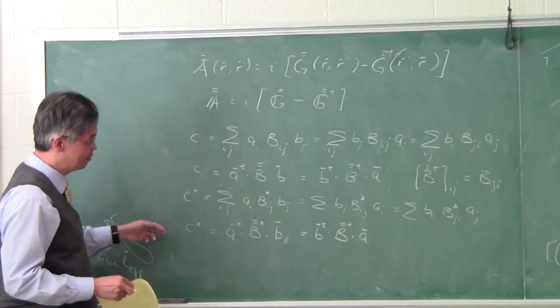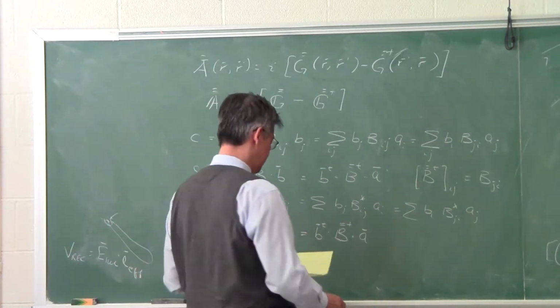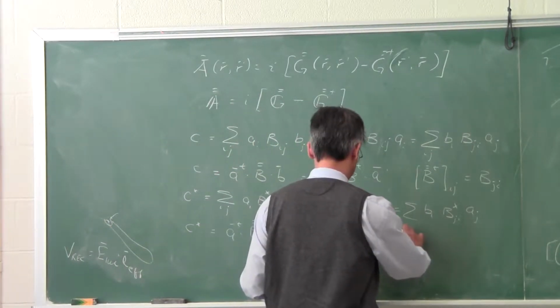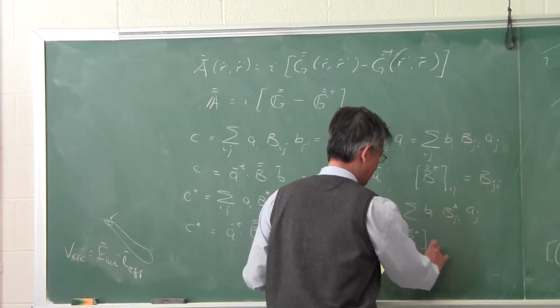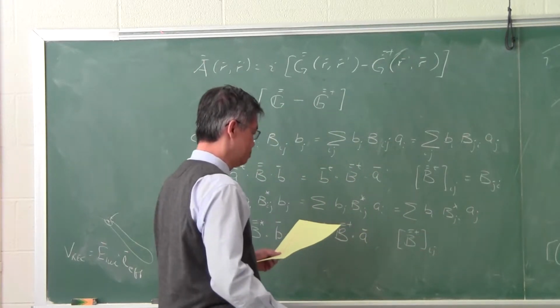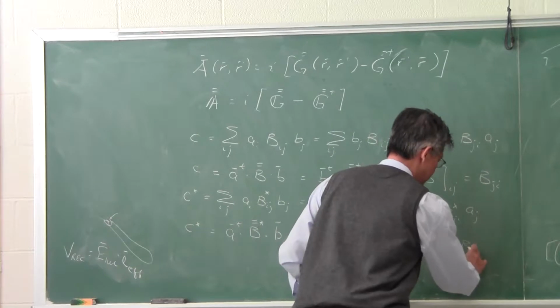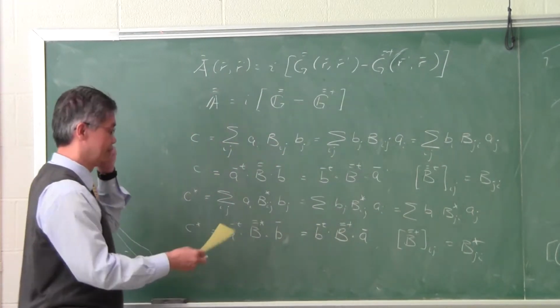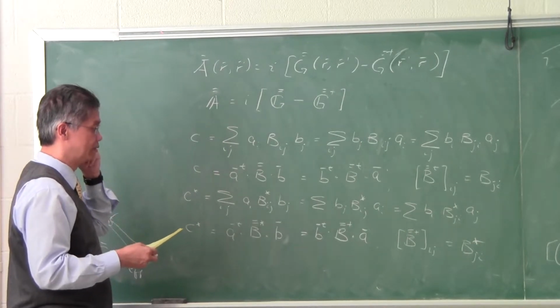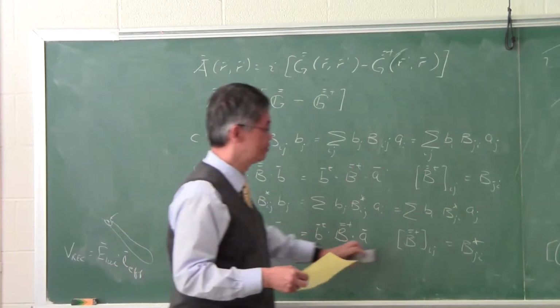Okay? So from this very simple linear algebra, you can see that the ij element of this conjugate transpose is Bji, complex conjugation. This we know, okay, this we all know from our course in linear algebra.